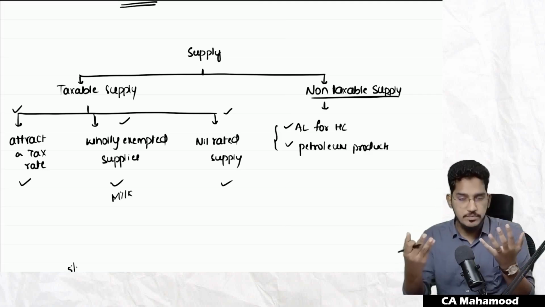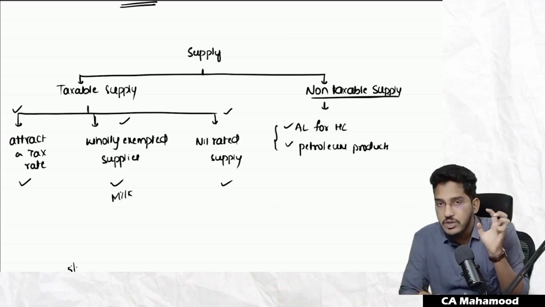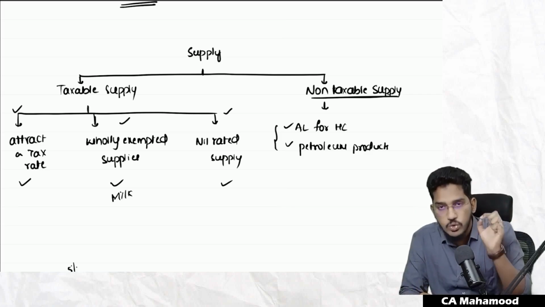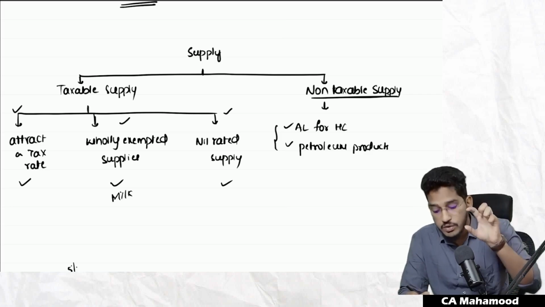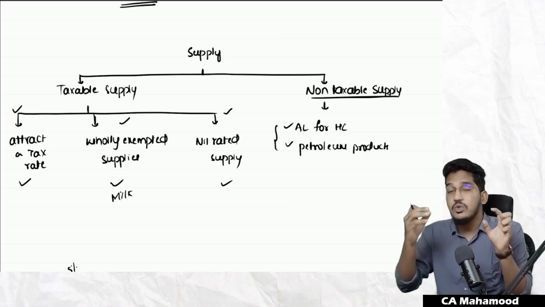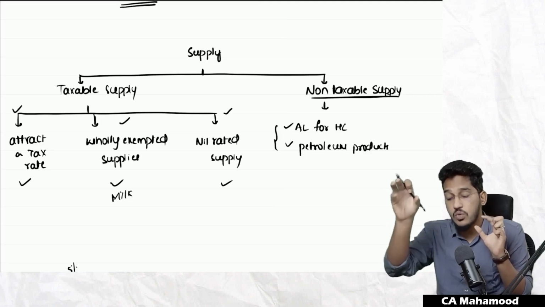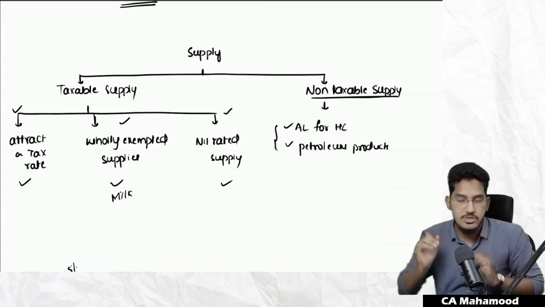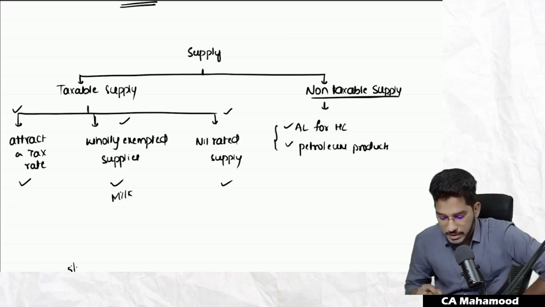Whatever supplies you are making, whatever sales you are doing. So in your sales, in your turnover, what all has to be included? You have to include those supplies which attract a rate of tax. You have to include turnover from those sales where you are making wholly exempted goods. You have to include turnover of those goods which are nil rated. You even have to consider turnover of non-taxable supplies also.